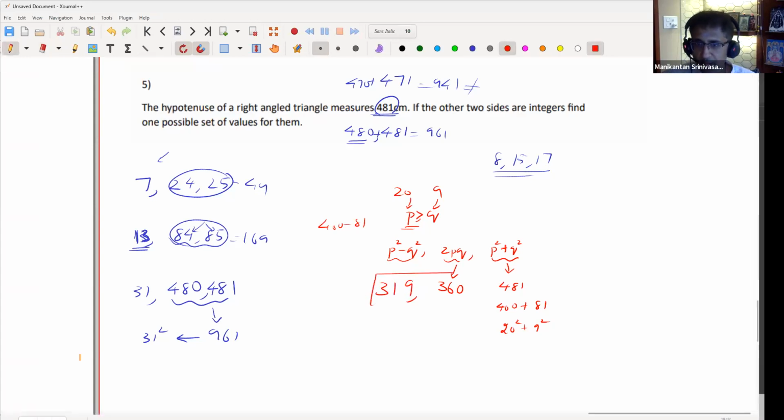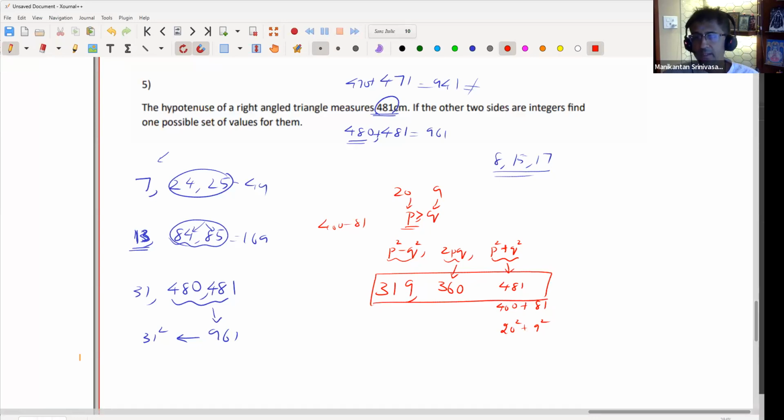Now can you check 319 square plus 360 square? Yeah, it works, right? So turns out this is not the unique answer. Does it make sense? So is there any other way of generating a sum of two squares to give 481? Can any of you think of another way? I'm also thinking. I also don't have an answer offhand, but let's think.